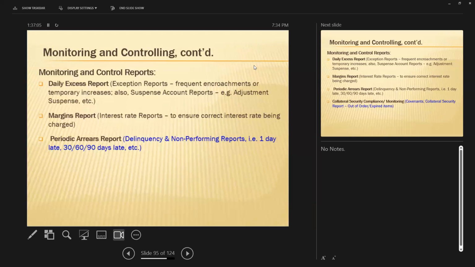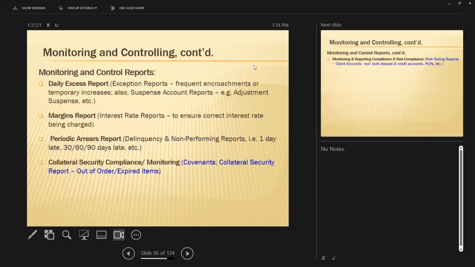Okay, again, those categories are important because they coincide with reporting requirements to the central bank for those similar periods. So that's for periodic arrears reports, collateral security, compliance, monitoring. This deals with your covenants, your collateral security report. It'll show out of order or expired items.